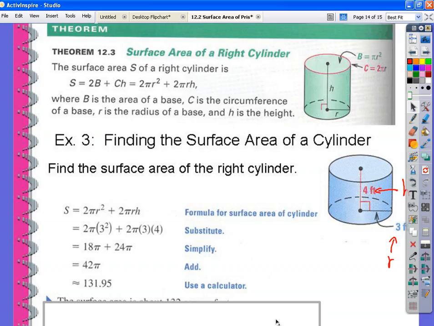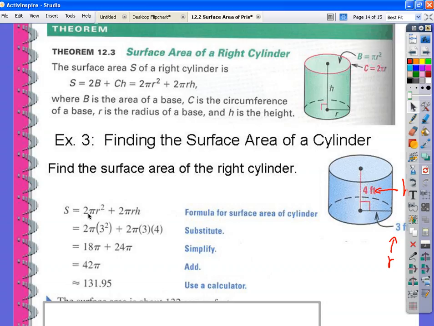Do I plug in on my calculator, when I want to do a calculation involving pi, 3.1416 or 3.14159? No. What do I do for pi? Pi button. Yeah. I'm going to do the calculations with the pi button, and then when I hit enter and I get one big answer, then if I'm asked to, I can round that. Okay? That way I won't accumulate any rounding error.